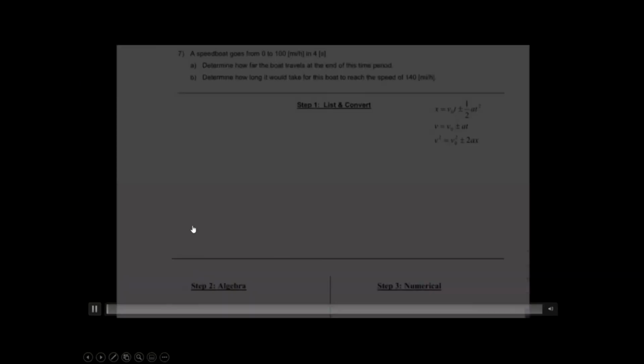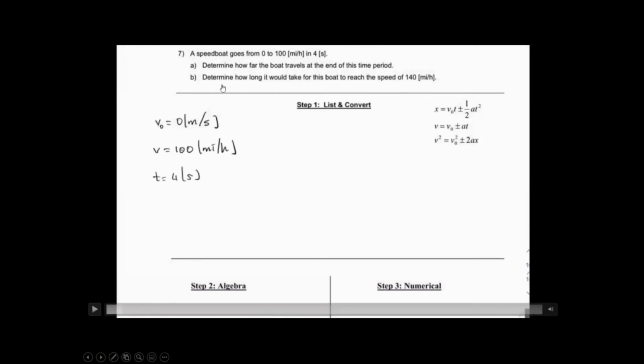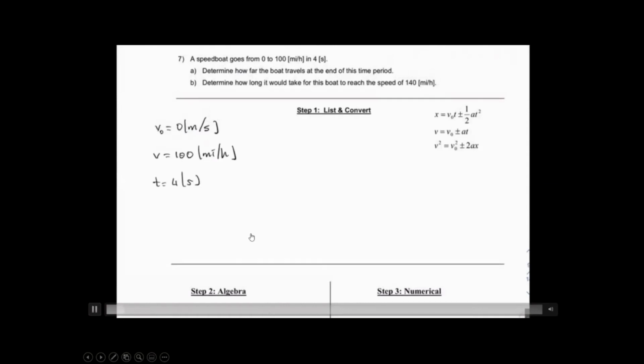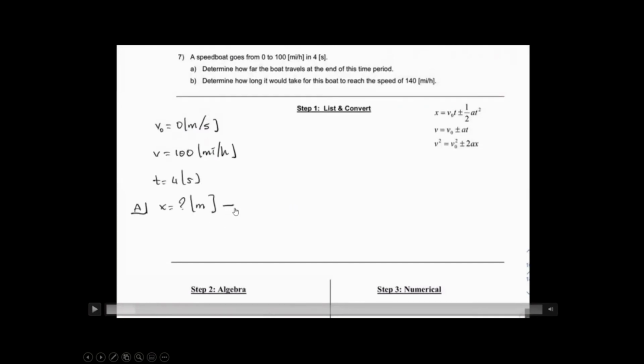All right, so let's take a look at the problem the way it is stated from the problem sheet. It says it goes from 0 to 100 miles per hour within 4 seconds. So 0 to 100 miles per hour within 4 seconds. All right. So how far does it travel? That's part A. And then you try to solve the problem. Immediately, you will notice that there isn't enough information available.